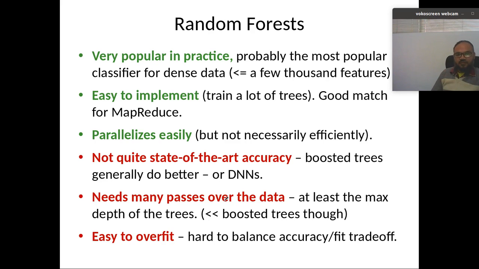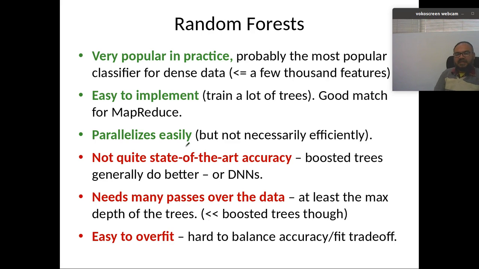Random forests are very popular in practice. It's probably the most popular classifier for dense data, where dense data is the one which has a few thousand features. It's easy to implement. We can train a lot of trees, and it's a good match for MapReduce. Random forest parallelizes easily, but not necessarily efficiently.